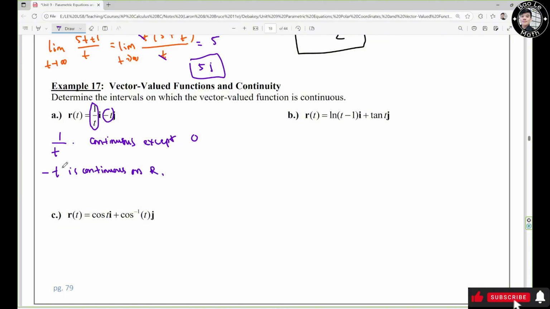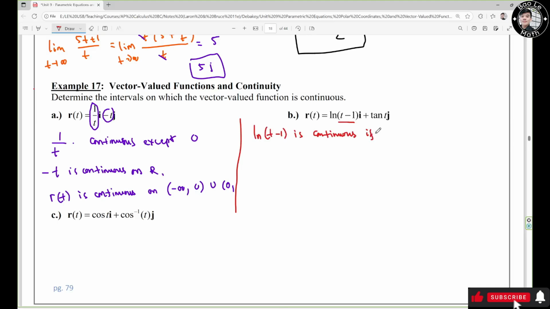So now you're going to combine this one right here. So finally, r of t is continuous on negative infinity to 0 union 0 to positive infinity, right? Now let's move on to question B. We need to find the domain of this one, right? So we have natural log of t minus 1, which is continuous if t minus 1 is greater than 0, right? So it could be t greater than 1, right?